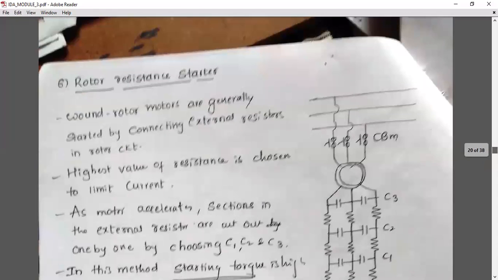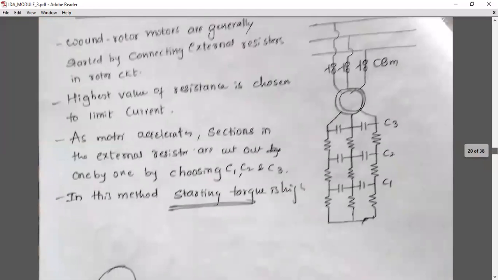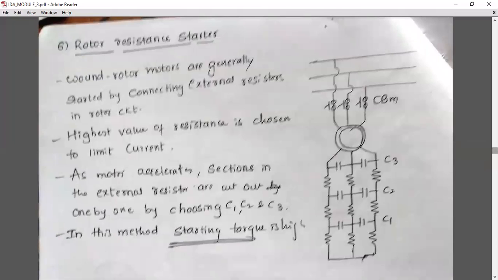Next, the last one is the rotor resistance starter. This kind of method is normally used in the case of a slip ring induction motor. In a slip ring induction motor, we have a rotor winding, and in that rotor winding we may connect extra resistance on the rotor side. By controlling the rotor side current, we can control the stator side current. Like that they are controlling the starting current here.